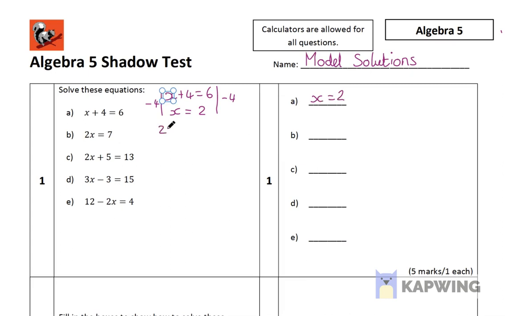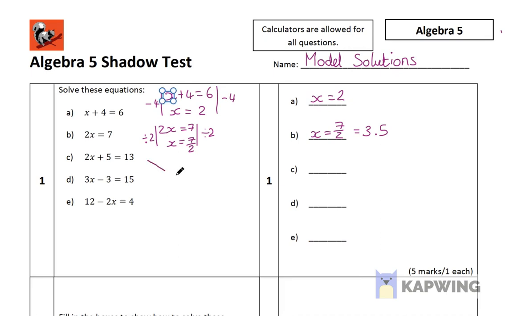Okay, 2x equals 7. To solve this one, we would divide both sides of this equation by 2, because that would get rid of this multiplied by 2. So that would just give us 1x, or x. And over here, 7 doesn't divide by 2 giving a whole number, so we can just put 7 over 2. Or you might have had 3.5. 7 divided by 2 is 3.5.